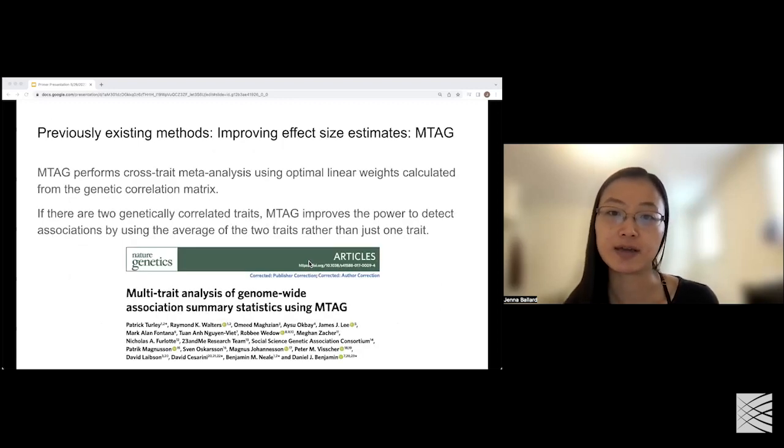MTAG is a method that improves effect size estimates by performing cross-trait meta-analysis using optimal linear weights that are calculated from the genetic correlation matrix. Pooling information across multiple related traits improves the power to detect associations, and in our method, we also take advantage of the use of multiple genetically correlated traits to try to improve this even further.